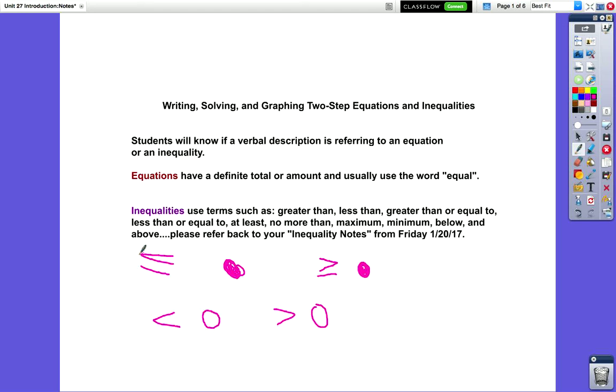And also remember, this arrow tells you which direction you're going to graph your line on the graph. So if the little part of the arrow is pointing to the left, your graph is going to continue to the left for less than. If it's greater than, your arrow is going to go to the right.